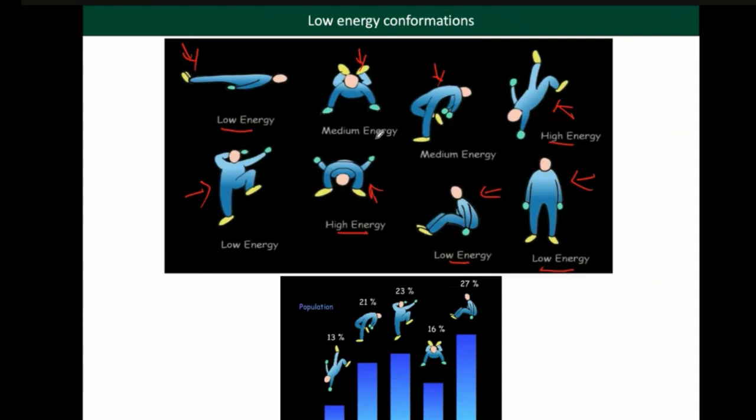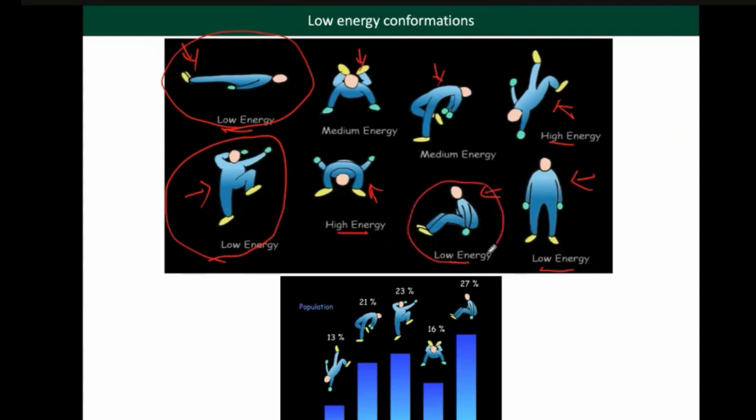So we completed the exhaustive conformational analysis, and we have to identify which conformations are low energy conformations. So this is a low energy conformation. This is a low energy conformation. This is another low energy conformation. This is another low energy conformation. So these are the conformations we are interested in. We are not interested in the medium energy or the high energy conformations.